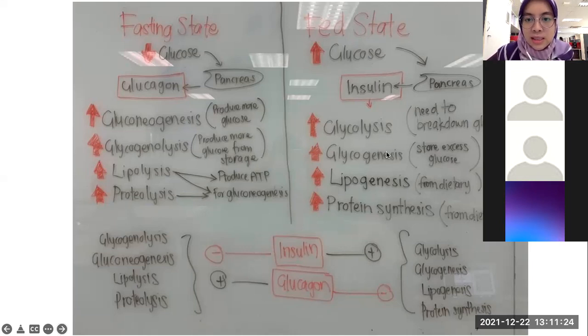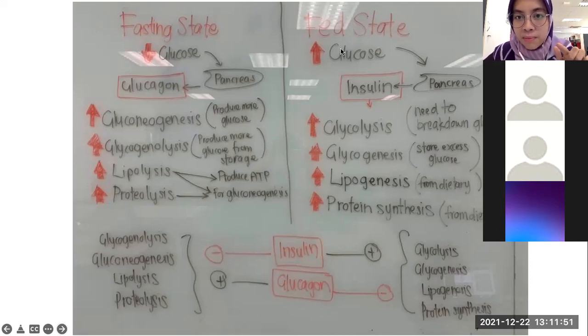So next is what is activated is glycogenesis. Glycogenesis is the synthesis. In glycogenesis, we are converting glucose into glycogen to store it. So why does this happen?